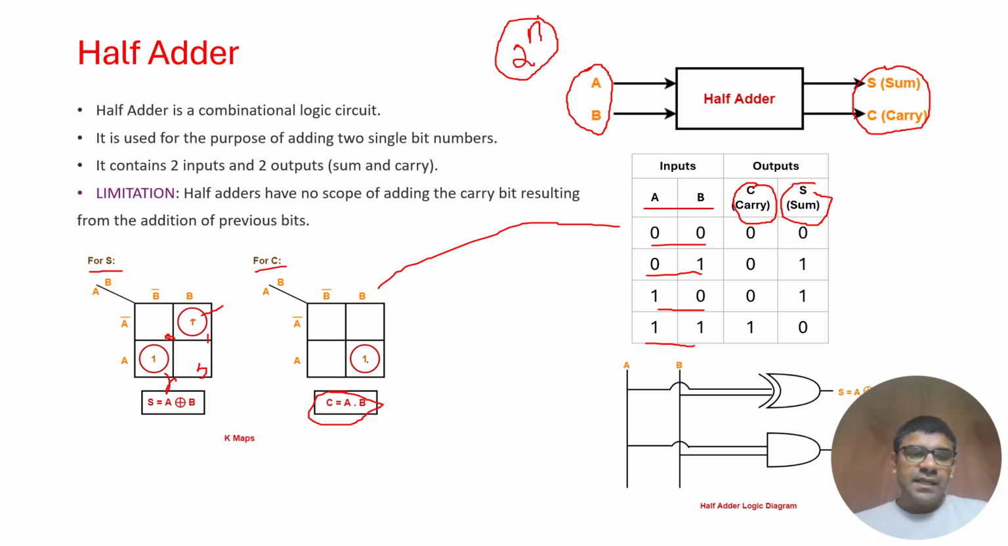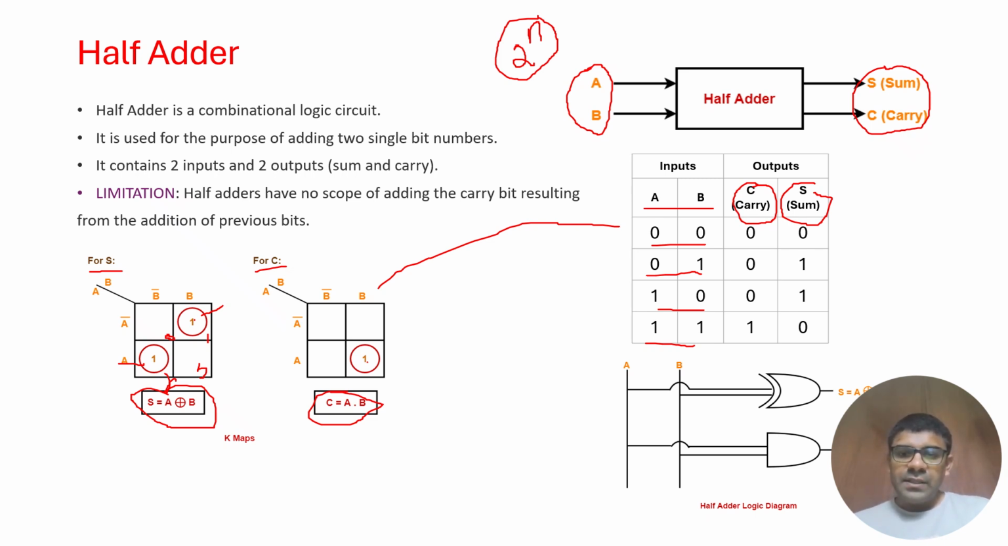Then for the second single cell grouping we can write A B bar. We know the XOR gate simplified term. So A B bar plus A bar B we can write as A exclusive-OR B. So we are writing a simplified term: sum should be equal to A XOR B. Or else you can write the direct answer like S equals A B bar plus A bar B.